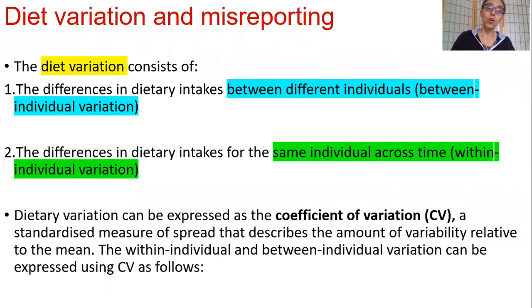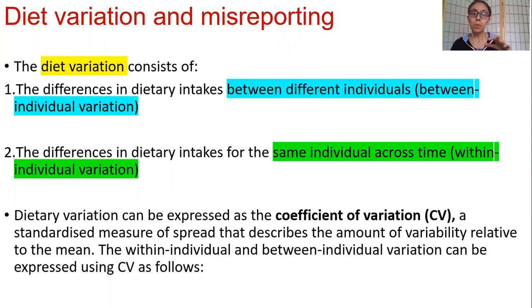Right, then you have the concept of dietary variation and misreporting. So dietary variation is considering two factors: variation between individuals and variation within the same individual. Meaning what I have eaten today, how has it varied from what I ate yesterday and what I'll be eating tomorrow. That is within individual variability. Between individual variation is for individuals of my demographic, of my age group, gender, socioeconomic class, strata, or however you want to classify it.